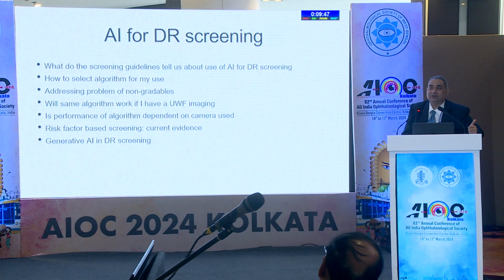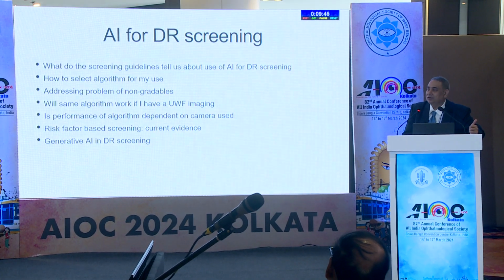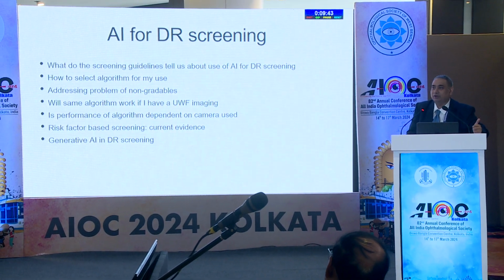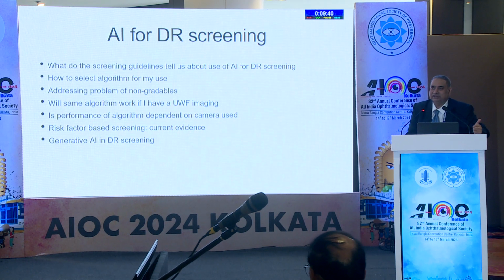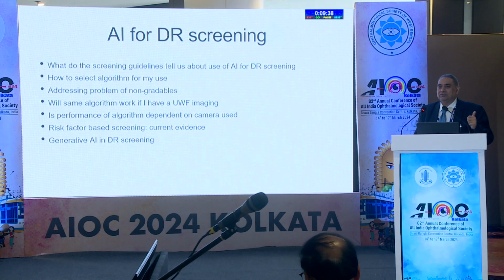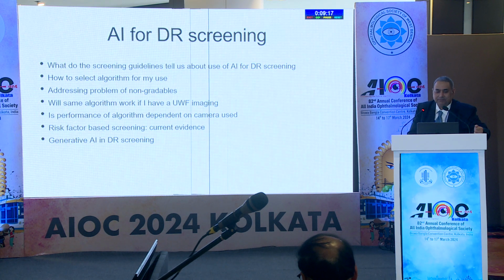How do I select an algorithm if I have to purchase one? How do we address the problems of non-gradable images? Will the same algorithm work even if I have a wide field photograph? Is the performance of the algorithm dependent on a camera? Can we have some other strategy like risk factor based screening? What are the current evidences? And lastly, I'll touch on generative AI and diabetic retinopathy. So let's answer these questions in the next 8 to 10 minutes.